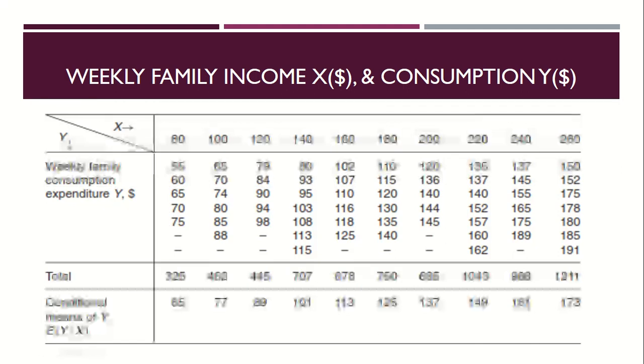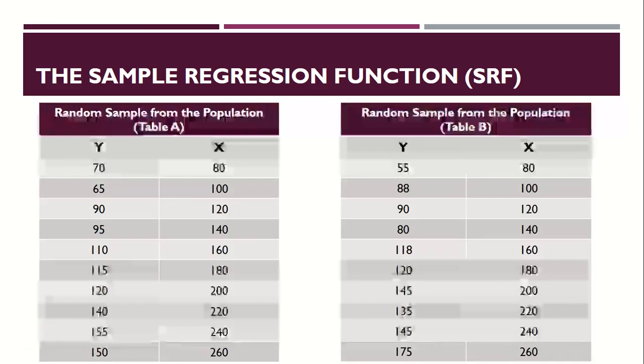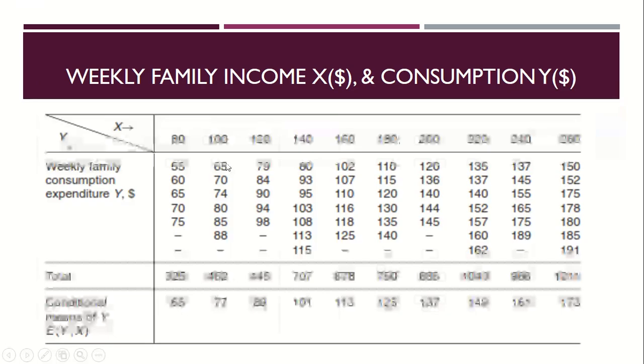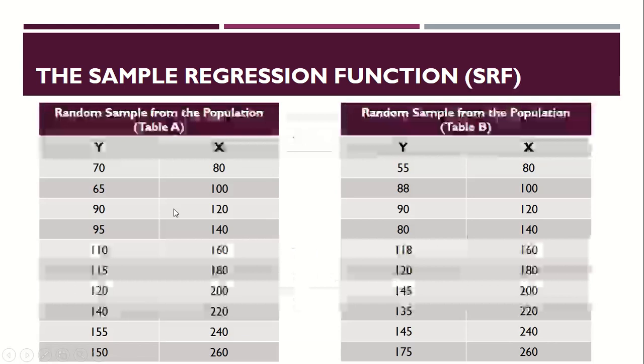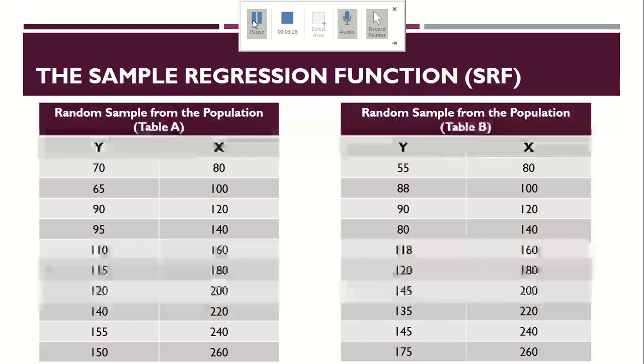But we take the consumption expenditure of one family. Like this, we have taken consumption of $70 against income of $80. That means we have selected the 4th family from the consumption expenditure data under the $80 income. This one. Likewise, for each level of income, we take the consumption expenditure of one family.